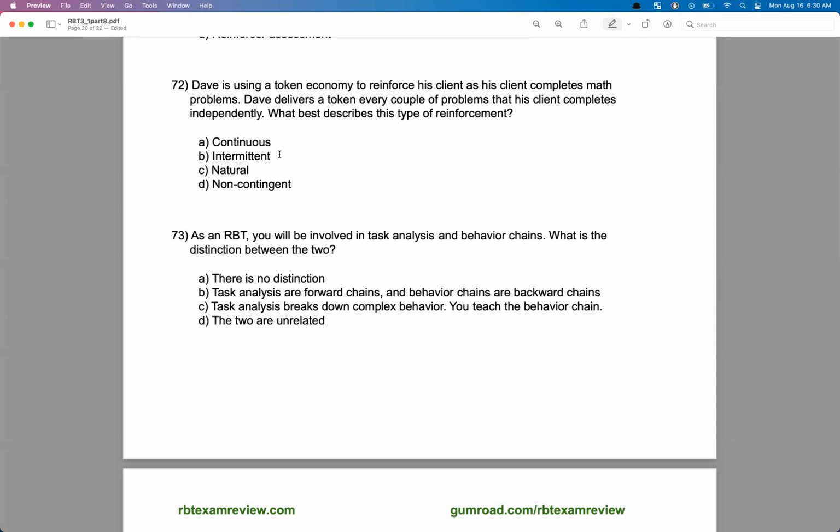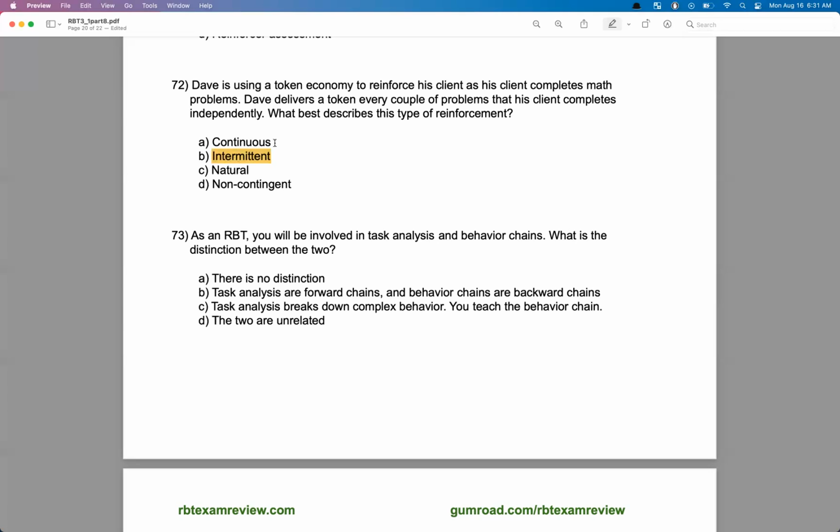And then what about non-contingent? No. What is non-contingent reinforcement? Non-contingent reinforcement is delivering reinforcement without a contingency. Regardless of what's going on, you're on a schedule of reinforcement and you're delivering it no matter what. There is a contingency in place here. The contingency is if you do a couple of math problems, then you get a token. So the best answer here is B, intermittent.